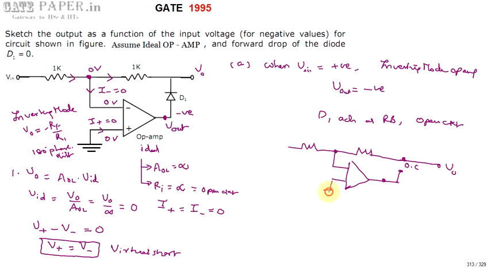Even though you are applying V input, for positive values of V input, V0 will be treated as 0, since there is no current. The diode is acting as an open circuit, so no current is coming in this way. The current flowing through this 1 kilo ohm resistor is always 0, since the diode is acting as an open circuit. So V0 will be 0 for V in positive. That's why it is not asked about the positive half cycle.